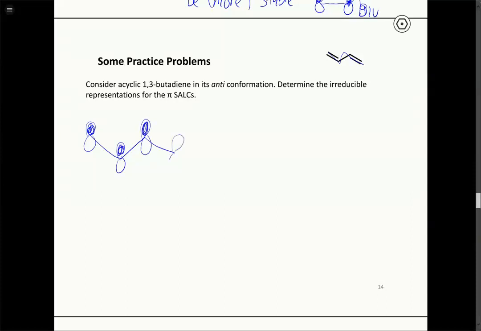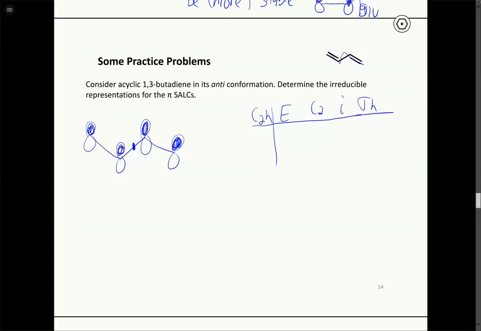Alright, for the first time today, we're going to move out of D2H symmetry. This is the C2H point group. So in this case, we have a C2 axis there, but we don't have anything perpendicular. So it's going to be C2H instead of D2H. That only has 4 operations.